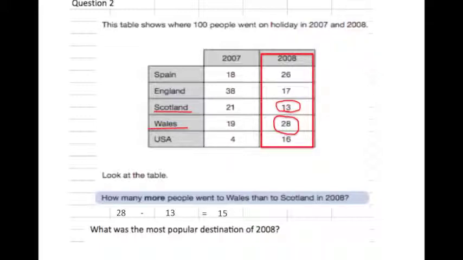The next question, what was the most popular destination of 2008? So we're still concentrating on 2008 and we want to find the country that had the most visitors. And we can see that the highest number in the 2008 column is 28. So the answer is Wales.